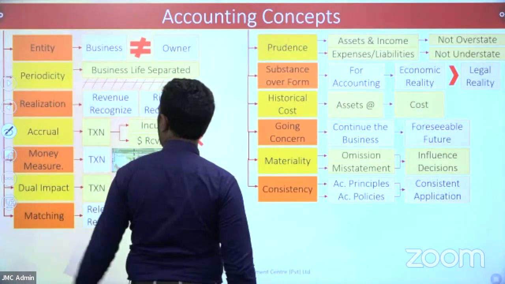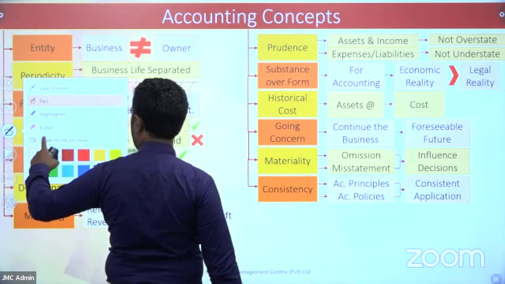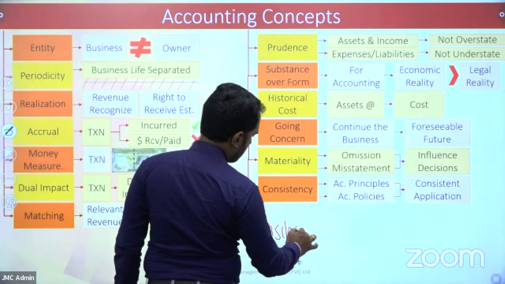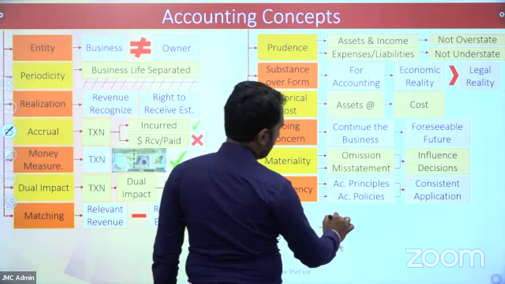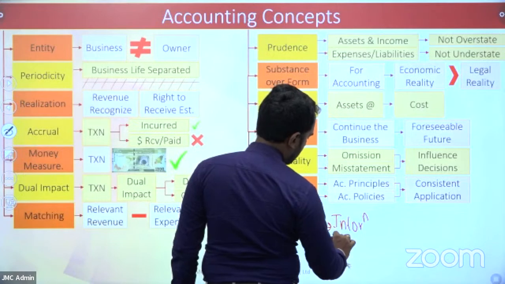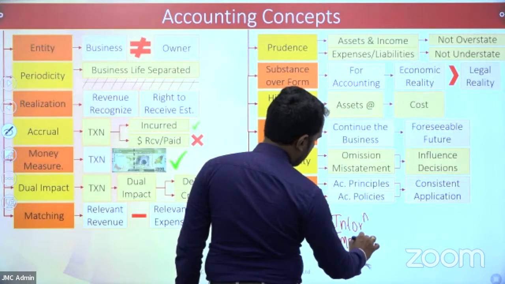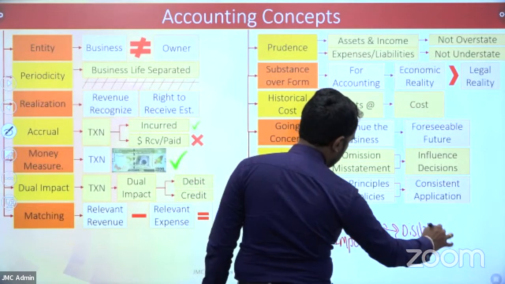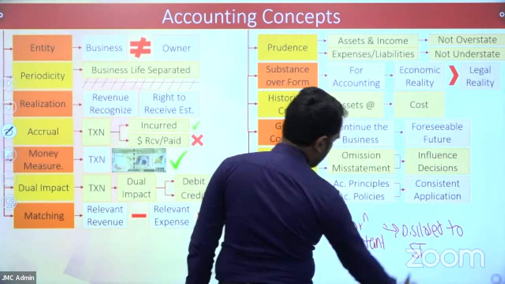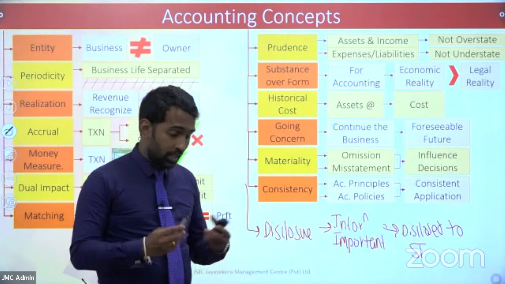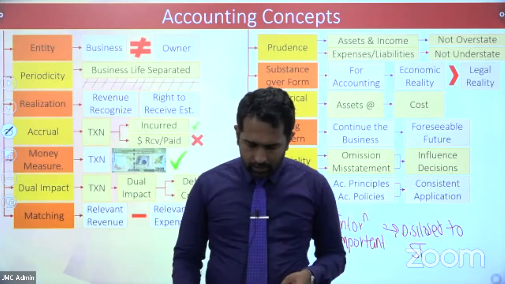And finally, we'll take the last one, the disclosure, right? Information which is capable of making a difference, these are important, shall be disclosed to stakeholders. The important information we have to disclose to the stakeholders, because that is an expectation, right?